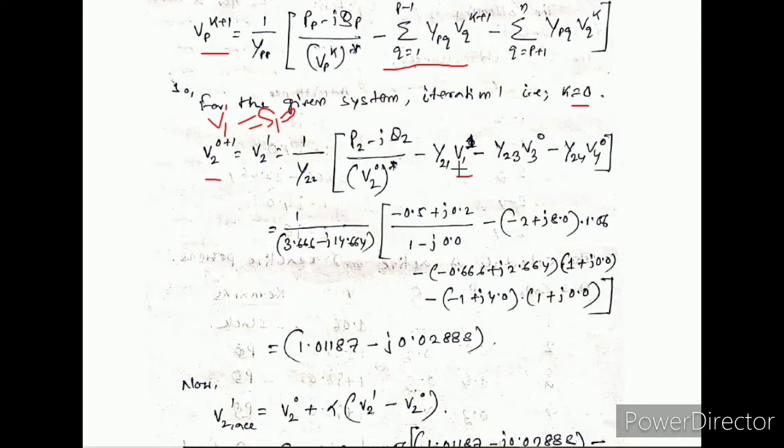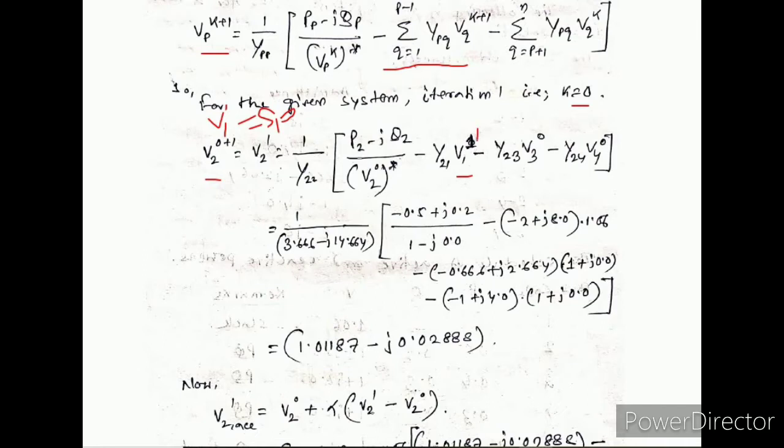Why is it V1 to the power 1? Because q is equal to 1 to p minus 1. P is given as 2, so p minus 1 means 1. So q is equal to 1 to 1. Y of pq, p is 2 and q is 1. So y of 2 1 into vq, q is 1. V1 to the power 1 is given.